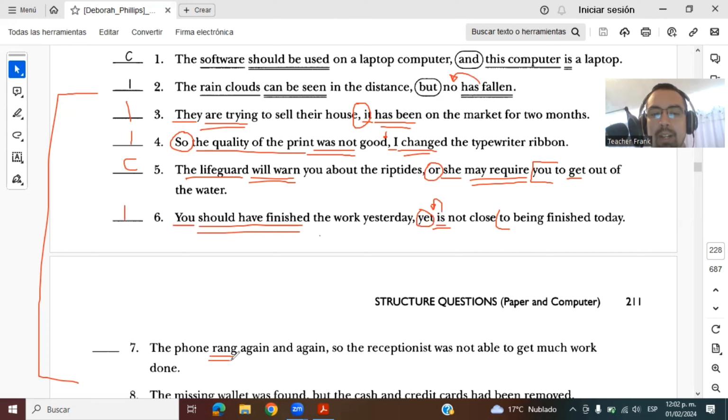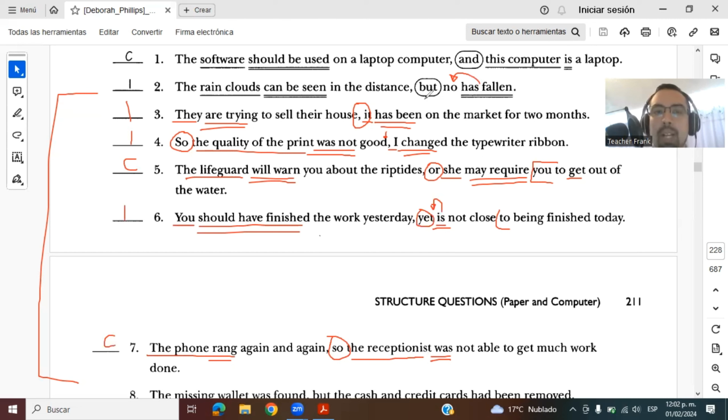"Rang" is the verb here. Who or what rang? The phone. And "was not able to get much work done" is my verb, "was." Who or what was not able? The receptionist, and the connector. So it makes sense, right? So it's correct. Because of the phone ringing, she couldn't get the work done. Number 7 is correct. Yes.